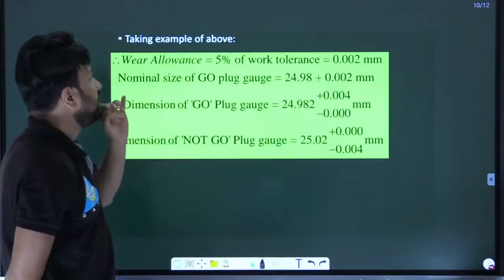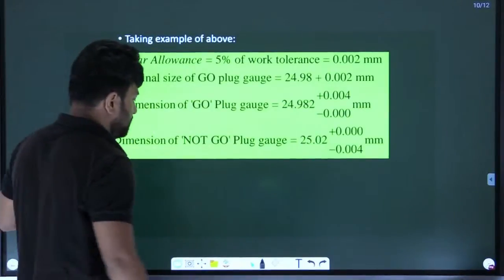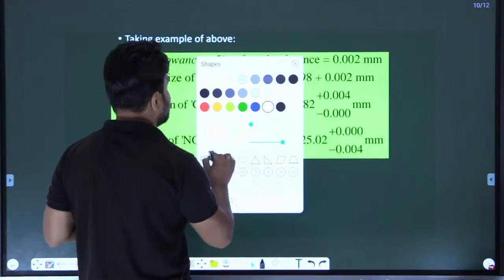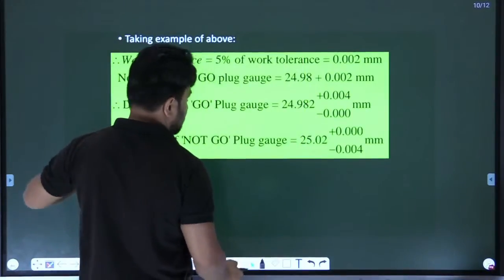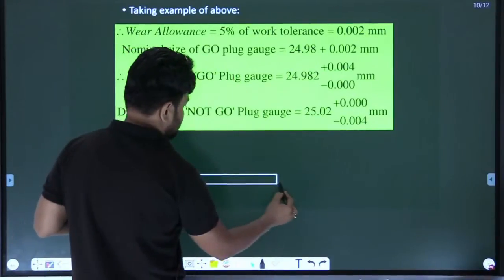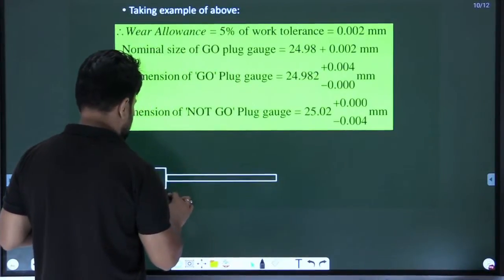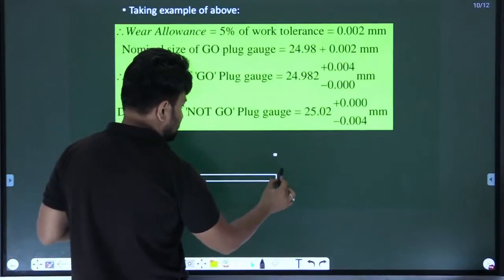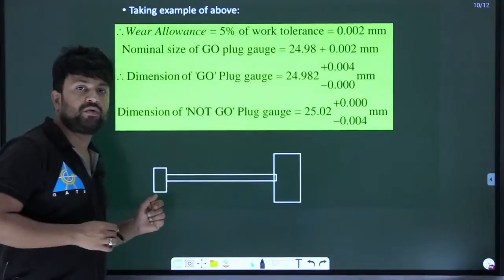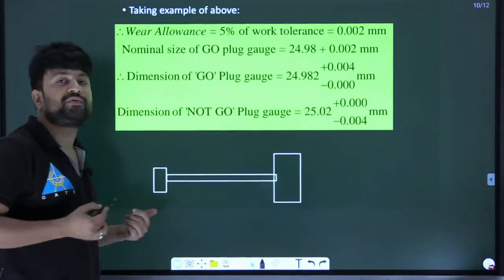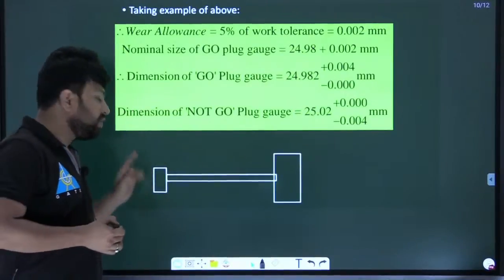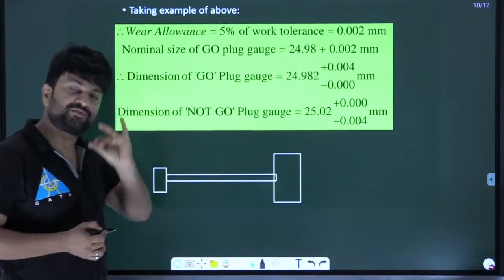Now, as you know, there will be wear on a plug gauge. I am drawing again, please pay attention. This is the plug gauge of go, and this is the not go. If the go goes the maximum number of times in a hole, there will be wear, and the go gauge will become smaller due to wear.